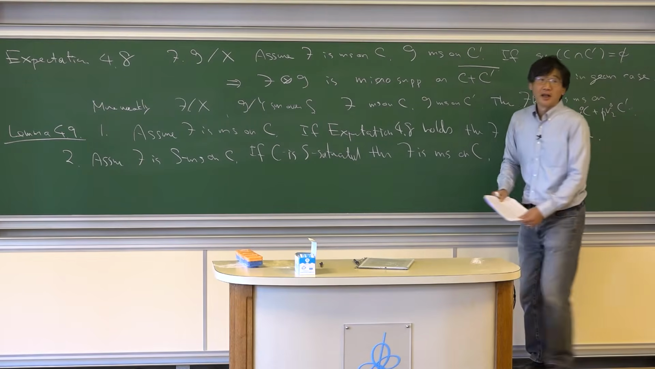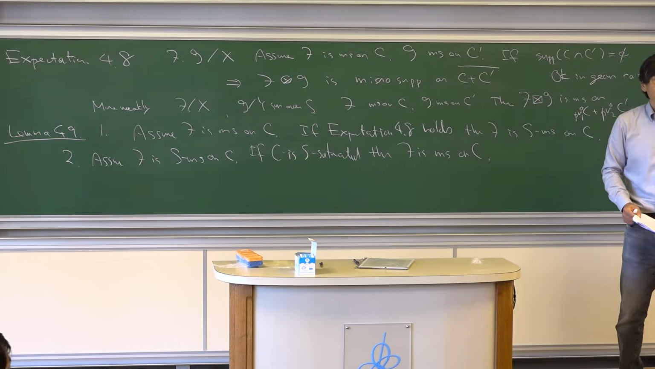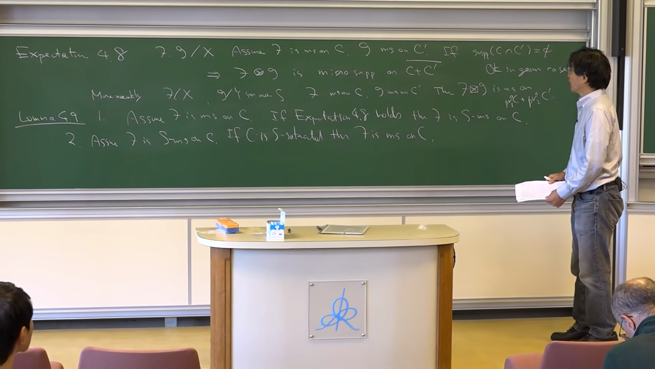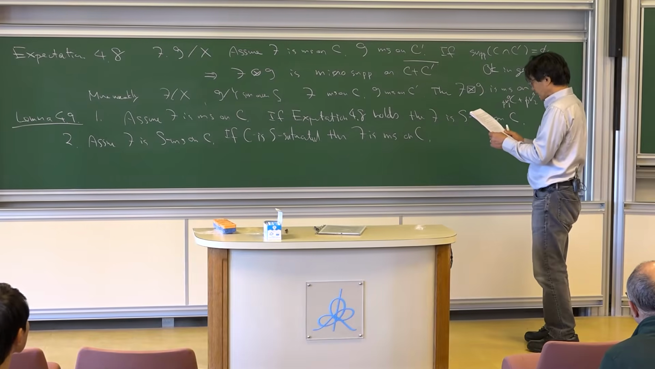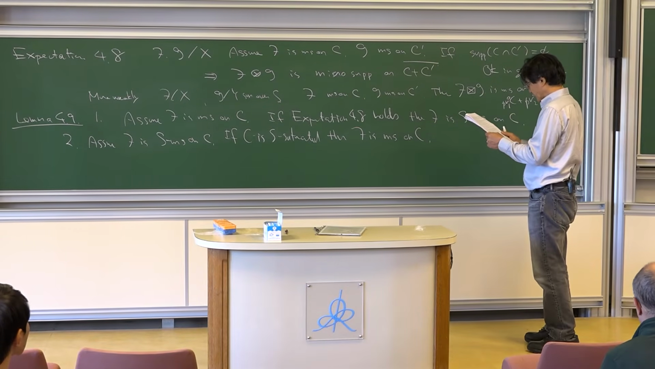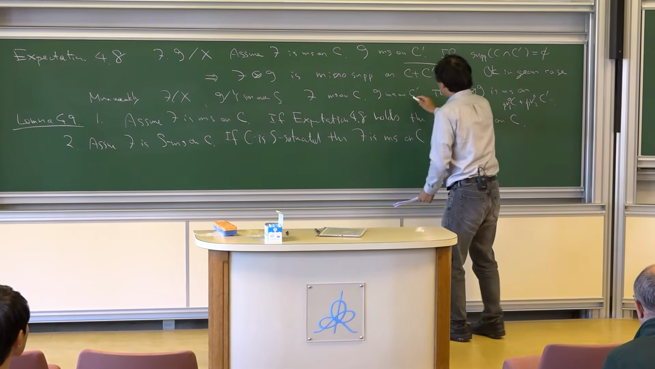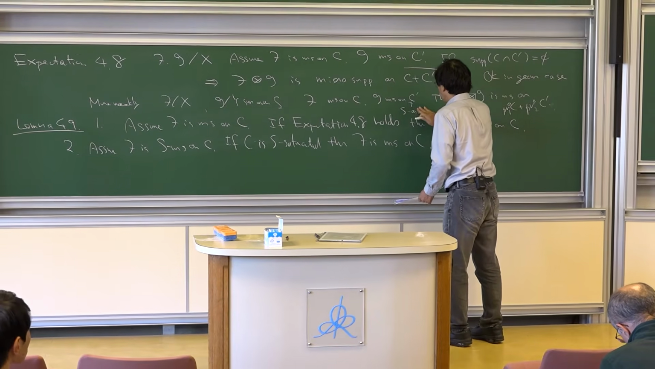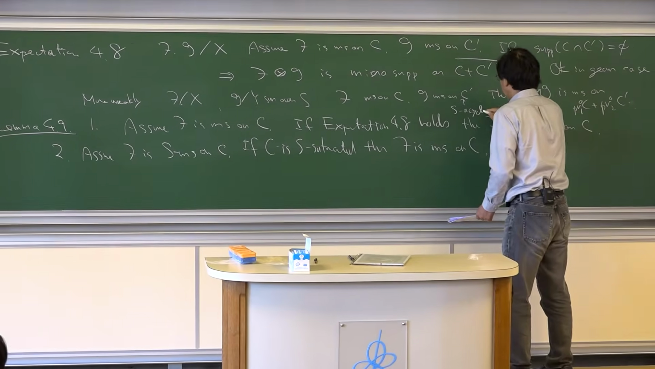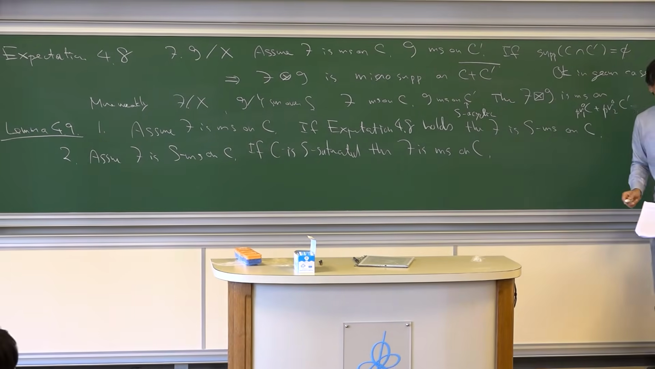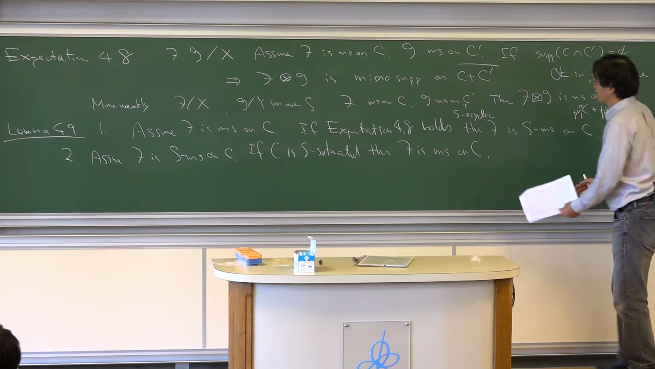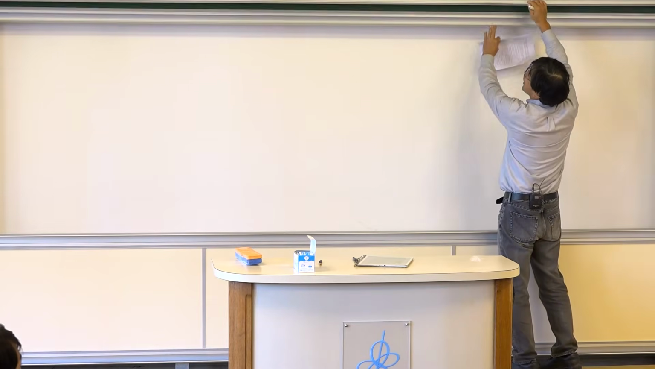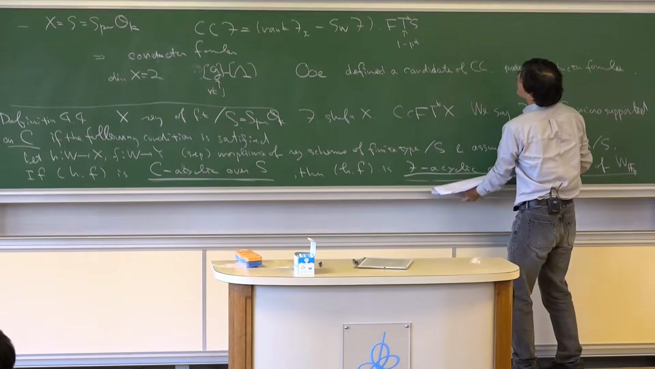Why don't you need to take the closure of the sum in the weaker version? Sorry, yes, I forgot to say one thing. This C prime should be S acyclic. Yeah, thank you.